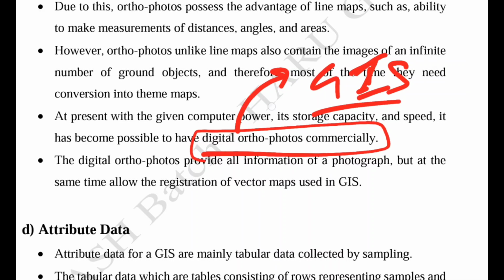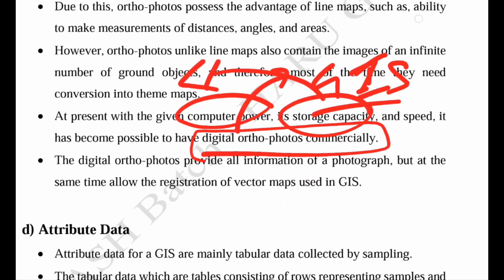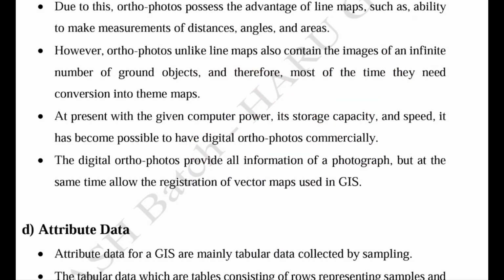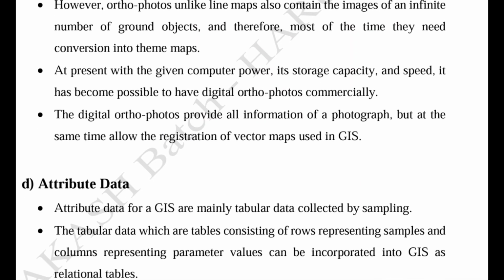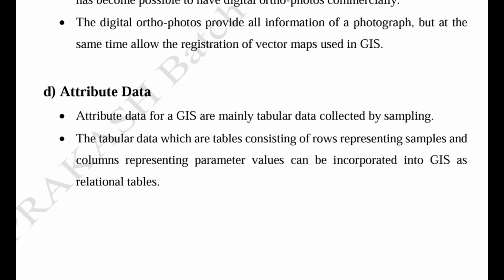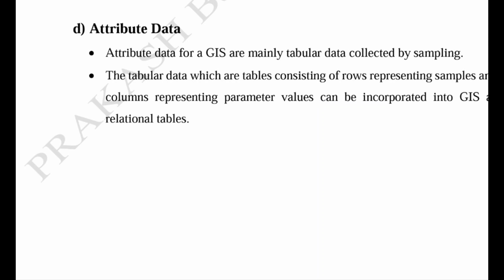Because nowadays we have computer power and storage capacity, we convert that orthophoto into digital format so that it can be directly used in the GIS application. The digital orthophoto provides all the information of a photograph, but at the same time allows the registration of vector maps used in the GIS. Now the fourth one is the attribute data.